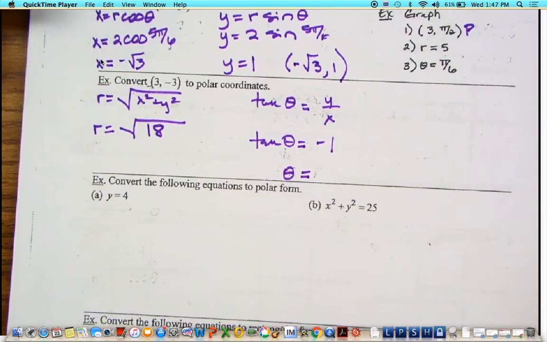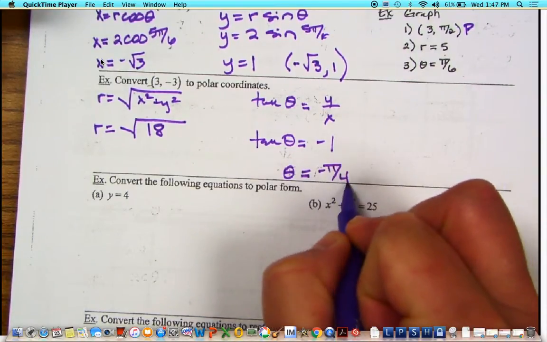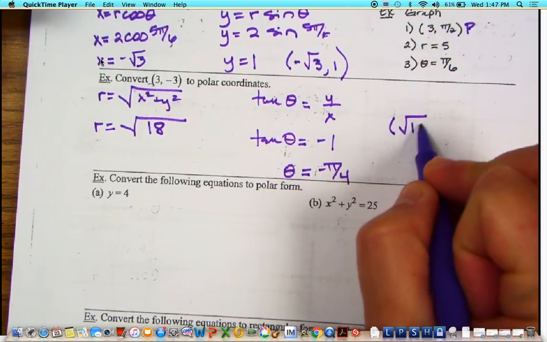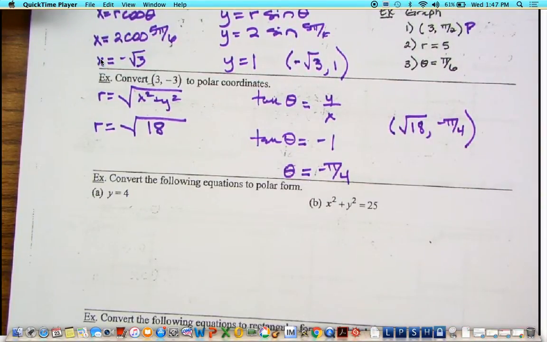And tangent is defined from negative π/2 to π/2. So where does that occur? Negative π/4. So how do I list the ordered pair? Square root of 18, negative π/4, right?